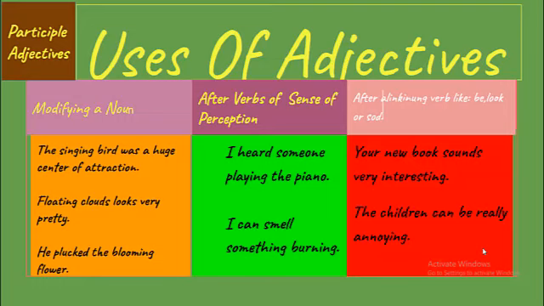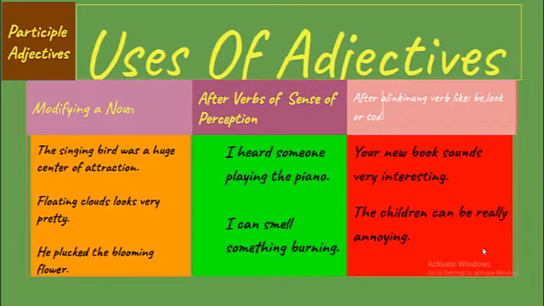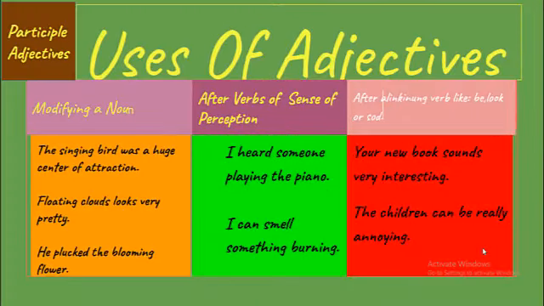And when we are talking about linking verbs like be, look, or sound: your new book sounds very interesting. The children can be easily annoying, and the children can be really annoying. Here be is a linking verb. In both the sentences, sounds and be are linking verbs, and you can see interesting and annoying are the adjectives.